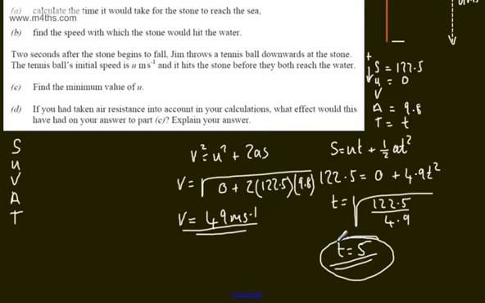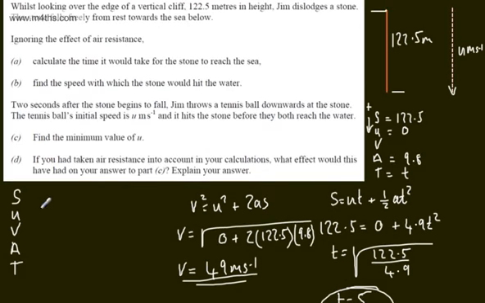Now, what we're looking at is the following. If we look at this information, we know, and I'm going to take down to be the positive, that's 122.5. Now, we've got u just here. We're going to have the acceleration of 9.8, that's downwards. Now this time is going to be t minus 2.